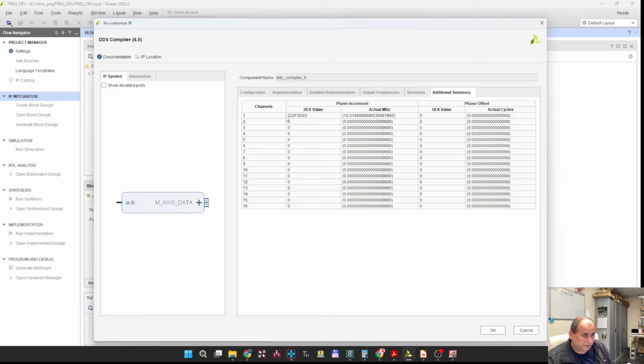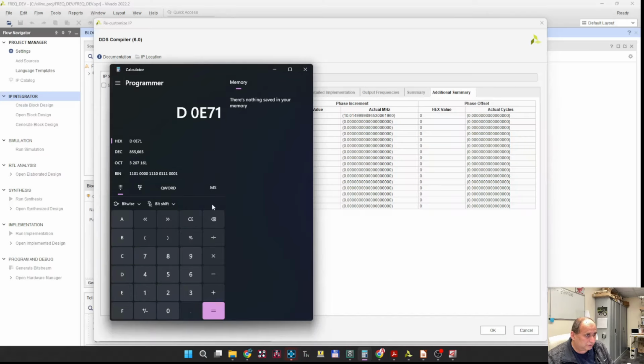So we plug this number. Can I copy this from the screen? No. So I need to type it. I go here in the calculator, clear, and I type that number, which is 222F309.3. And now I subtract the 2222222 value. This will tell me what I need to add to our 2222222 number in order to deviate up by 15 kilohertz. And this is the amount.